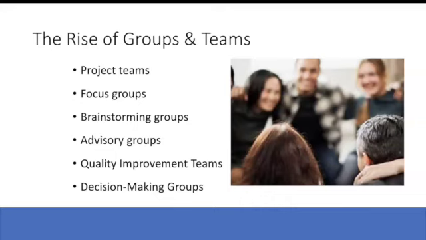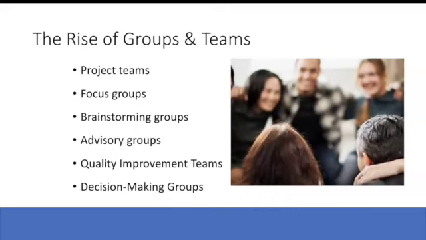There's also quality improvement teams. These are teams that get pulled together in an organization to help figure out how to make improvements in certain kinds of functioning of that organization. And then there's decision-making groups.